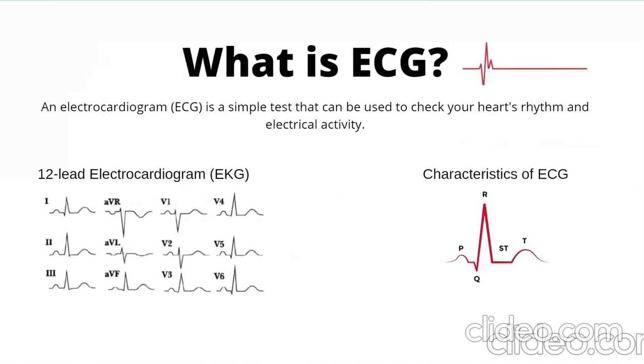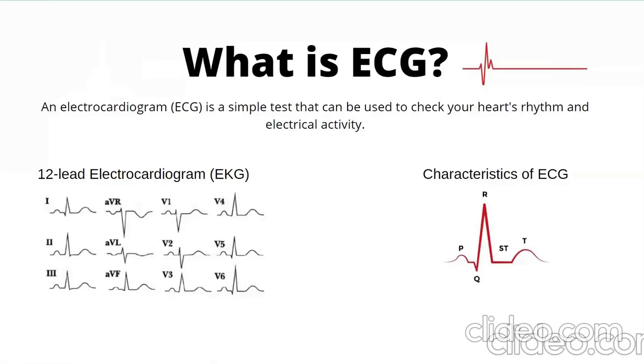Basically, ECG is a simple test that can be used to check the human heart's rhythm and electrical activity. As you can see in the given image, it has a 12 lead electrocardiogram, EKG, and it is composed of the P wave, QRS complex, and T wave. The QRS complex is often three separate waves, that is Q wave, R wave, and S wave.